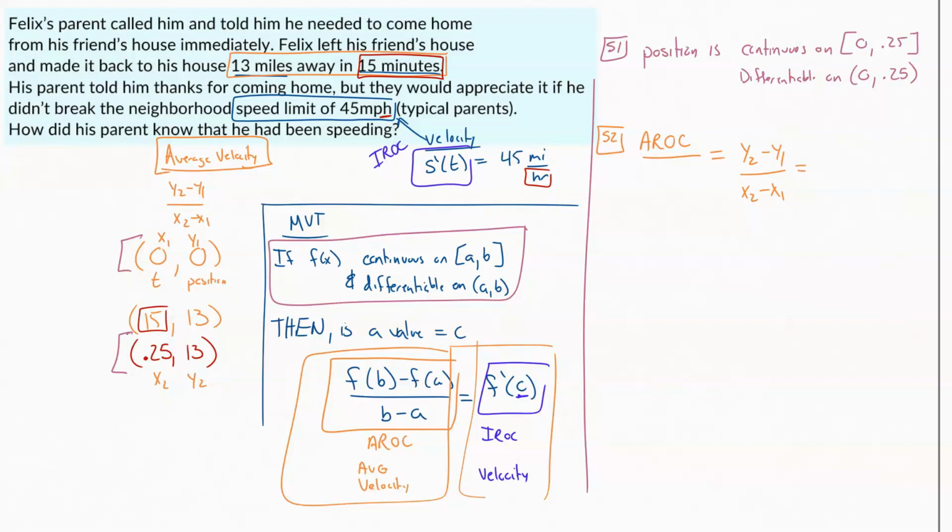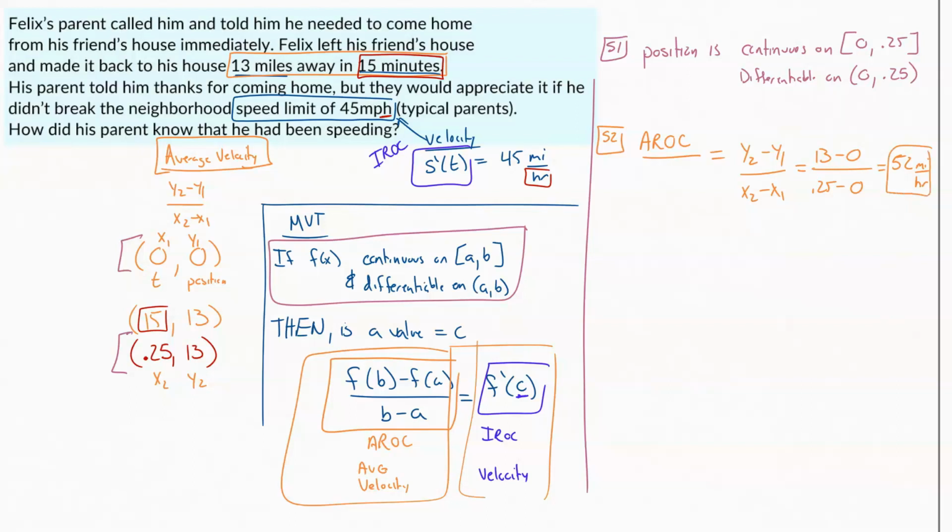So popping those into our equation, we get y2, which is 13, minus y1 over x2, which is 0.25, minus x1, which is 0. And so out of there, we get 13 divided by 0.25, which is going to equal 52, and that's in miles per hour. So we get out of there 52 miles per hour.